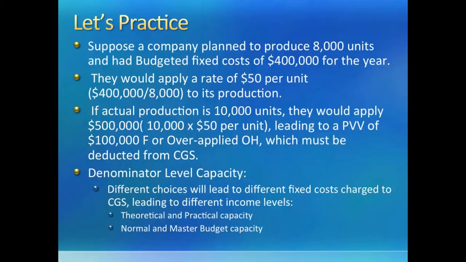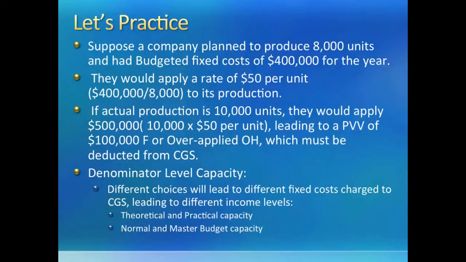Denominator is the number of driver that you use to divide to get your budgeted manufacturing overhead rate. There are many different choices available, but each of these numbers is going to lead to a different manufacturing overhead rate, therefore a different cost of goods sold, and therefore a different income level. Typically, there are 4 types of numbers available as denominator level.